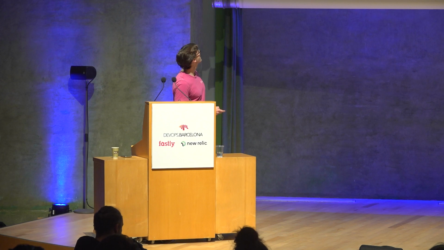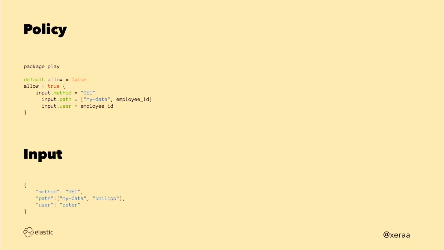You can also make this slightly more complicated, where you say by default the answer is false, and only if this condition here matches do you return true. And in this example, the answer would obviously be false, because Peter is trying to access Philip's data directory, and that is not allowed with our policy. And that is the simplest form of what you can encode in Opera.